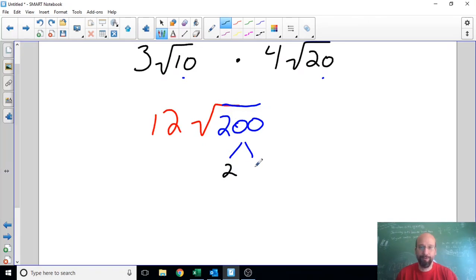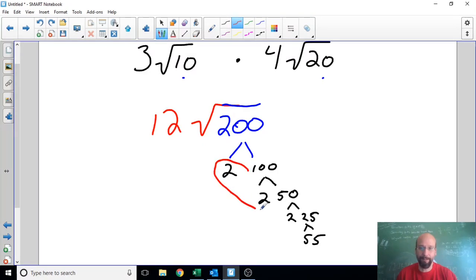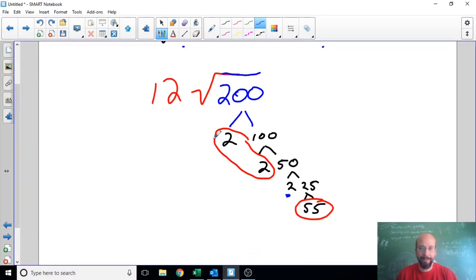So that would be 2 and 100. 2 and 50. 2 and 25. And 5 and 5. I'm going to circle my pairs. I have a pair of 2s. I have a pair of 5s. The only thing left over is this 2. So on the outside, I have this 2, this 5, and on the inside I have this 2.